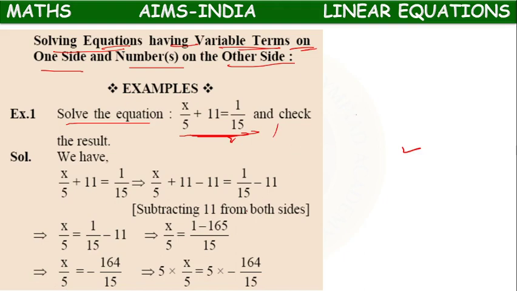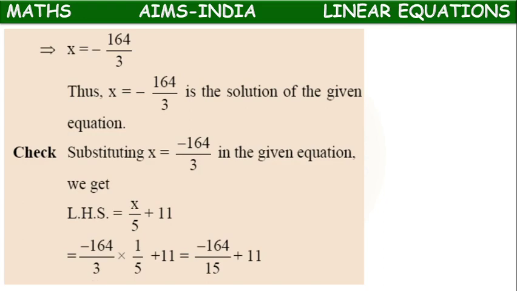So here 5 gets cancelled. 5 3 times 15. So x equal to minus 164 by 3. So x equal to minus 164 by 3. So this is the solution of the given equation.